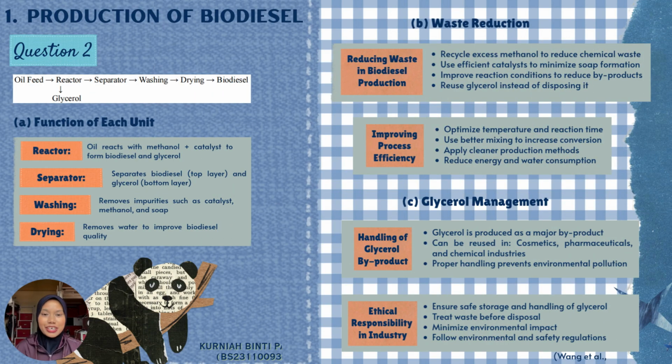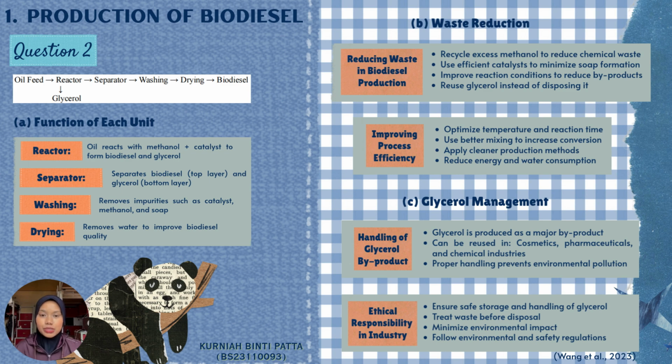For question 2a, I will explain the function of each unit in biodiesel production. First, in the reactor, the oil reacts with methanol and a catalyst to produce biodiesel and glycerol. Then the mixture goes to the separator, where biodiesel and glycerol are separated into two layers, with biodiesel on top and glycerol at the bottom. After that, the biodiesel is washed to remove impurities such as catalyst, methanol, and salt. Finally, it is dried to remove water and improve the quality of biodiesel.